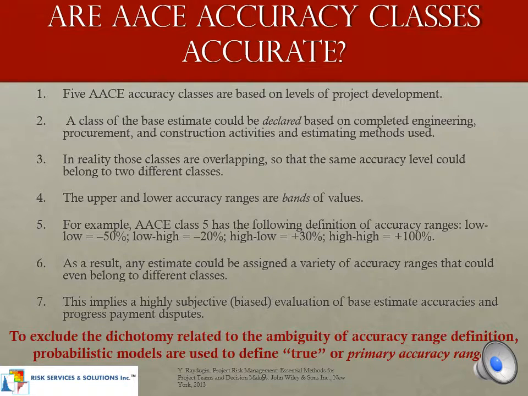Let's answer the question, are AACE accuracy classes accurate? The answer is no. Any estimate could be assigned a variety of accuracy ranges, making the resulting evaluation highly subjective and biased. Okay, to exclude the dichotomy related to ambiguity of accuracy range definitions, models are used to define true or primary accuracy ranges.